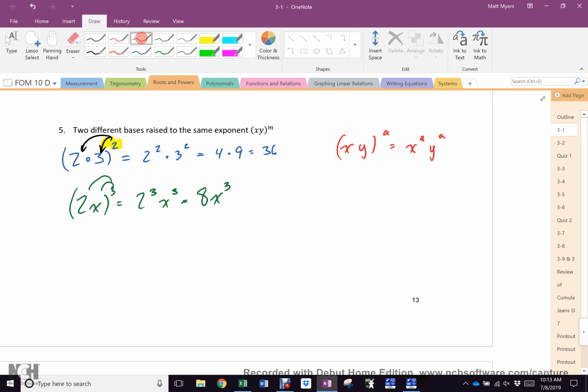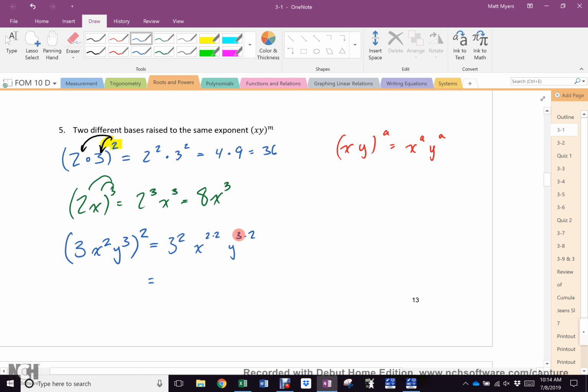What if I gave you this? 3x squared y cubed, squared. What would that answer be? This is going to make you use Rule 5 and Rule 3. 3 squared, x to the 4th, because it's 2 times 2. Y to the 6th, because it's 3 times 2.